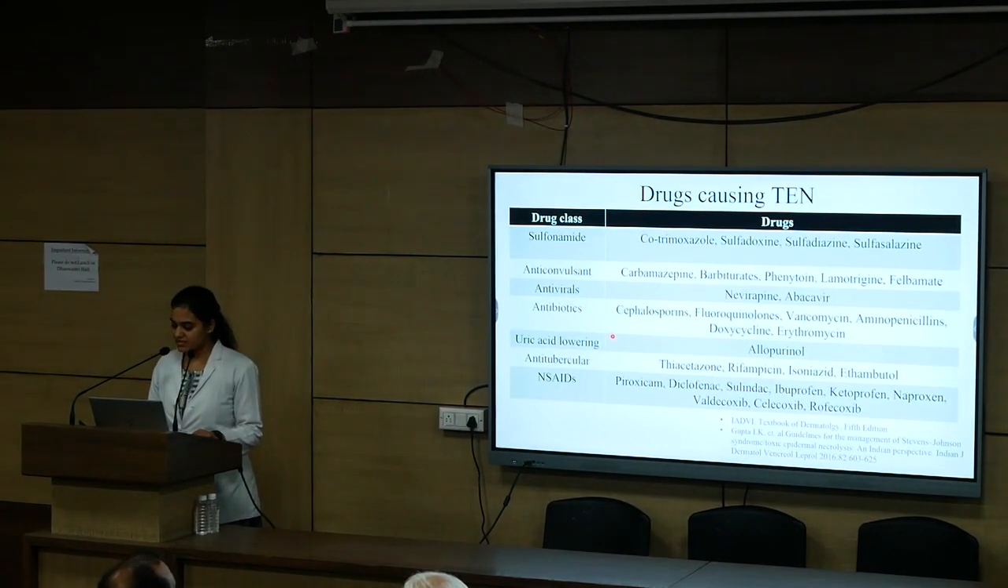This table shows us drugs most commonly implicated in TEN. In sulfonamides, we have cotrimoxazole, sulfadoxine, sulfadiazine, sulfasalazine. In anticonvulsants, we have carbamazepine, barbiturates, phenytoin, lamotrigine, and felbamate. In antivirals, we have nevirapine and abacavir. In antibiotics, we have cephalosporins, fluoroquinolones, vancomycin, aminopenicillins, doxycycline, and erythromycin.